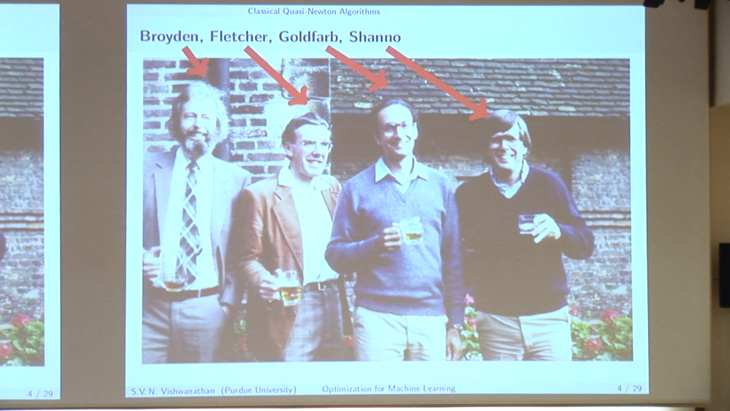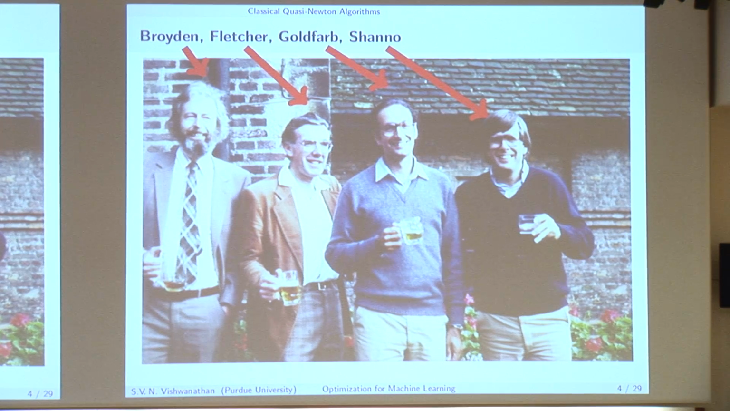This is a very rare picture, and there's a remarkable story behind Quasi-Newton algorithms. Let me spend some time telling you this story. If you use any standard package like MATLAB, R, or Python, and you call fmin or function minimizer or funcmin or whatever it is called, the default convex or even non-convex function minimizer.